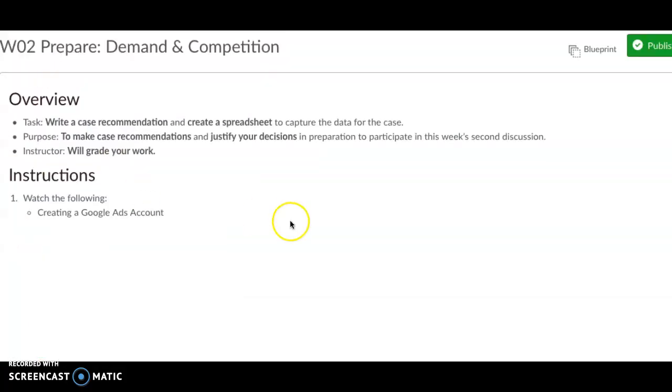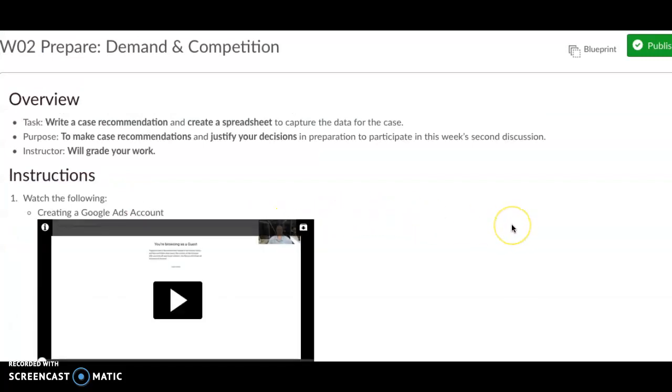We'll jump now into the second prepare assignment, which is demand and competition. Google Ads has a feature that can actually show you how many people are searching for a certain product or keyword. So if you have an idea about selling camping tents, we'll say, you can know how many people are searching for that product online. You can also know whether or not there's a lot of other businesses selling that. And so if competition is high or competition is low, Google Ads can also tell you that.